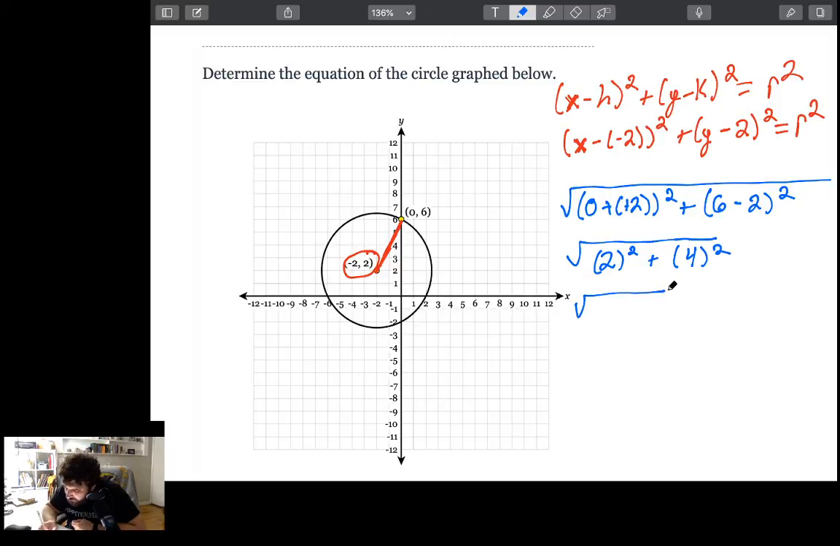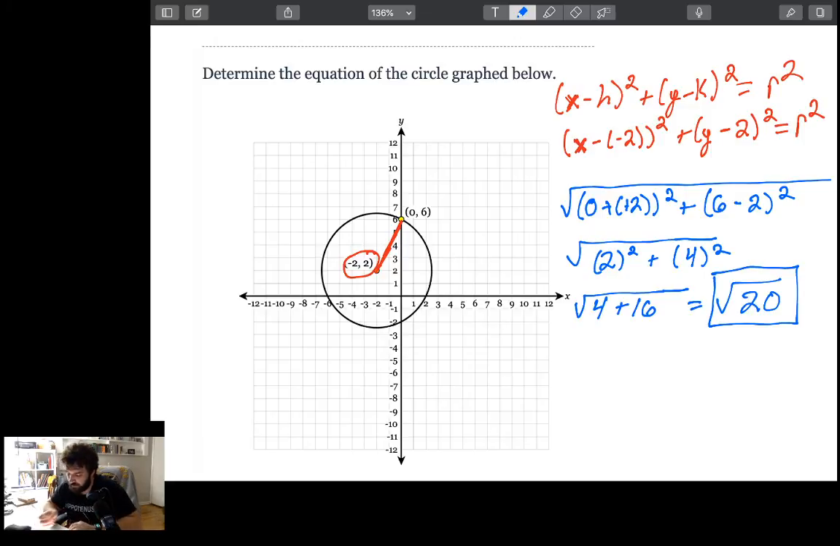Simplifying on down, 2 squared is, of course, 4. 4 squared is 16, and that gives me the square root of 20. Now, a lot of times you will see, and just in the problem before, we had to simplify this. For the circle, don't worry about it, because we're about to cancel it out, and I'm going to show you how that works.